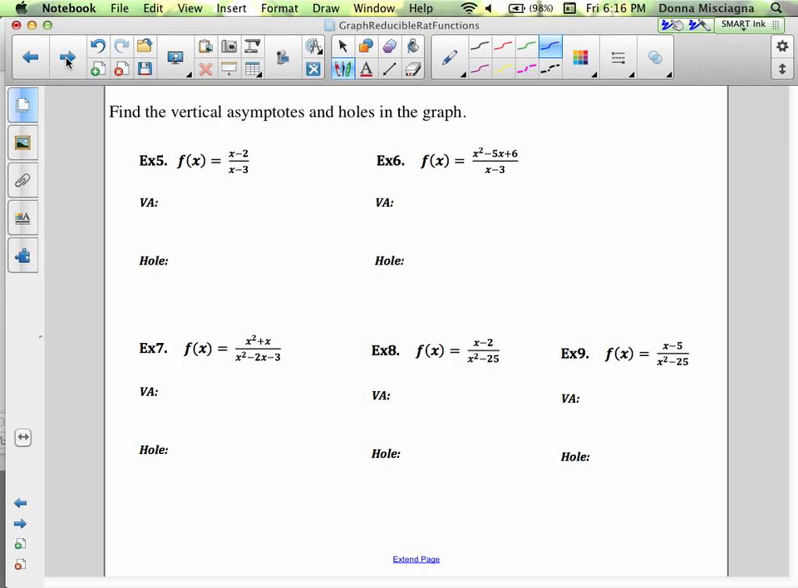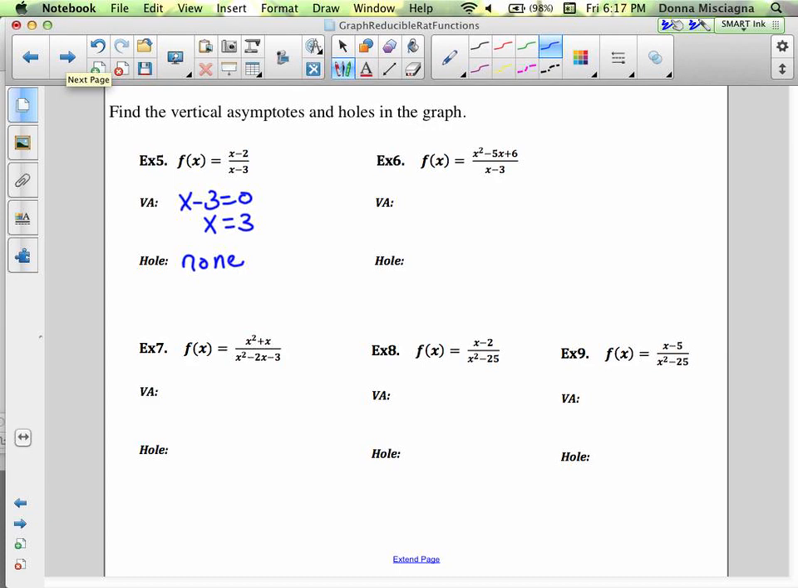So we have f of x equals x minus 2 over x minus 3. All right, so nothing to reduce there, right? X minus 2 and x minus 3 don't match, so we have no holes. But we do have a vertical asymptote. If we set x minus 3 equal to 0, we have a vertical asymptote at 3. Let's look at the next example.